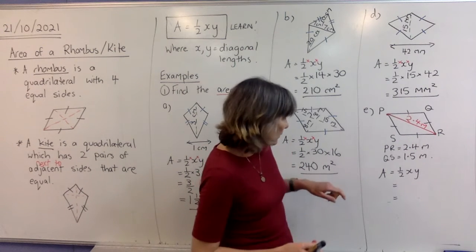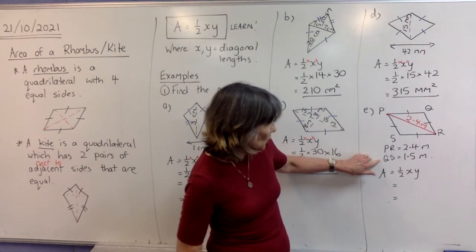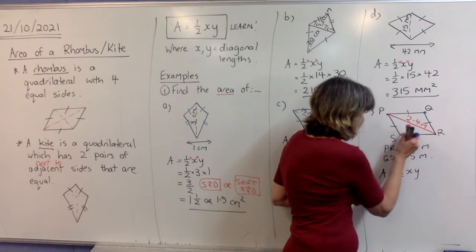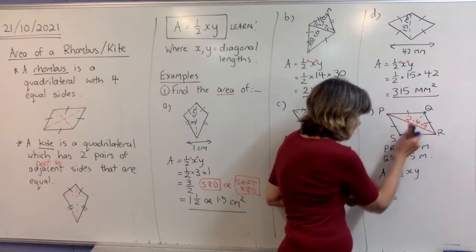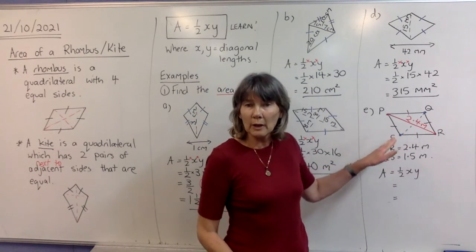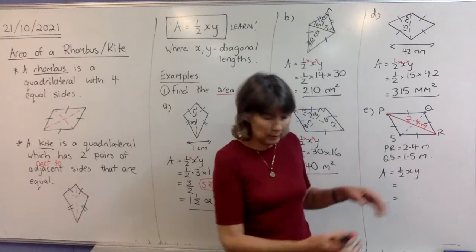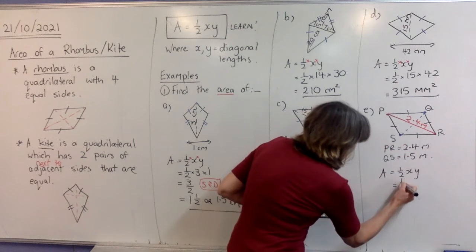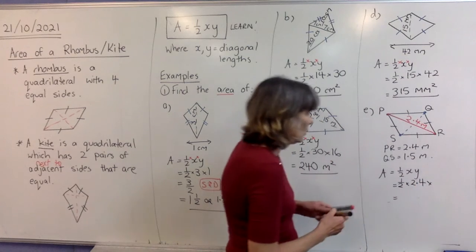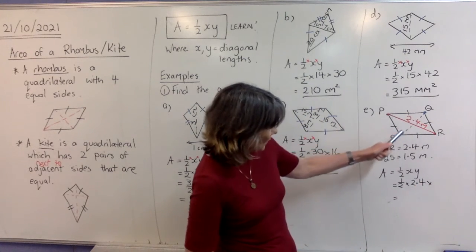Now I'm not going to mark the other one in, but if you have a look at it, QS, in other words from Q to S, that way, that one is 1.5 metres. So the two numbers they've given you are the full diagonal lengths. So let's put them in. So we have a half times 2.4 times, the other one was 1.5.